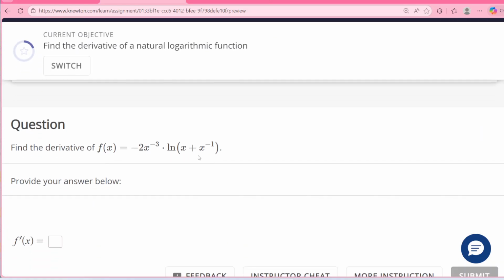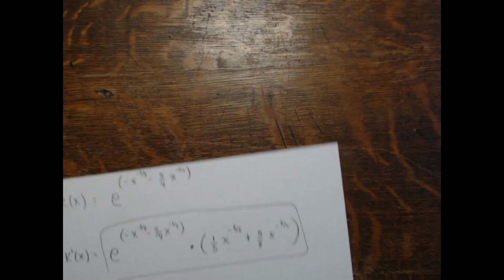So there's one again where I'd have to go through and do the product rule. So again, it's not just the log of x, it's the log of something else with x in it. So chain rule is going to come into play when I differentiate that factor. And then you got a first factor here of negative 2x to the negative third. So again, going through the product rule, writing this out.